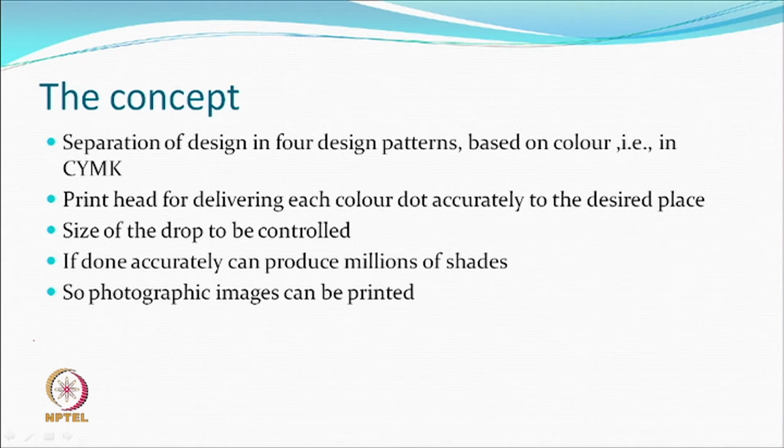So, when you have a large number of drops in a smaller area, then you obviously are able to produce a finer print, and you call it better resolution. So, when you say higher pixel density, it means better resolution of every detail that is there in a picture. So, that has to be controlled. So, if done accurately, millions of shades can be produced.